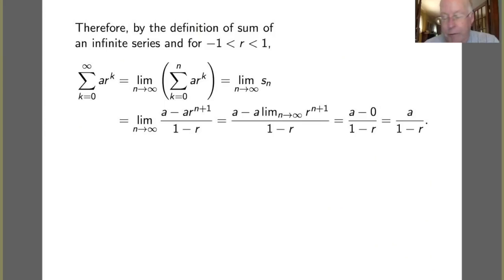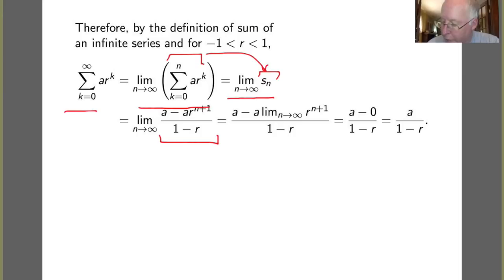So by definition of the sum of an infinite series, for r strictly between minus 1 and 1, the sum of the series is the limit as n goes to infinity of the partial sum, summation k equals 0 to n of a r to the k, and that's the limit as n goes to infinity of Sn. Again, we've just called this thing by its compact name Sn. We just figured out that Sn is given by a minus a r to the n plus 1, over 1 minus r. So we've just put the Sn we found in the previous work right here.